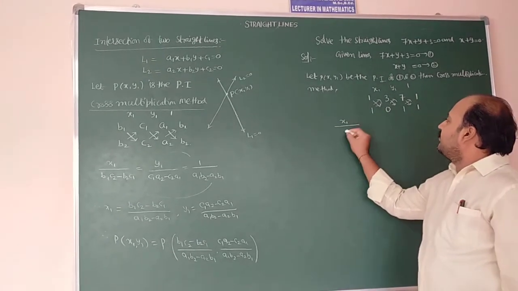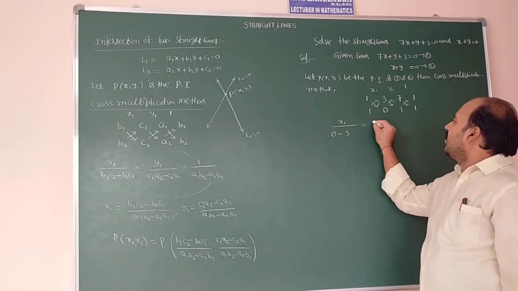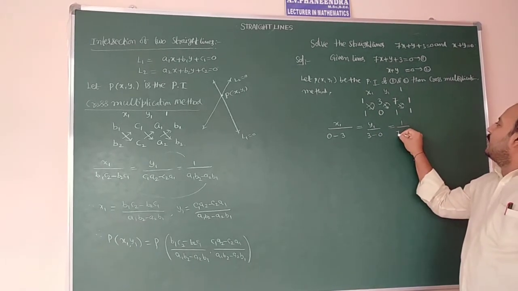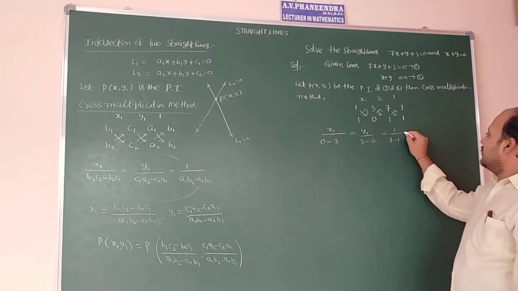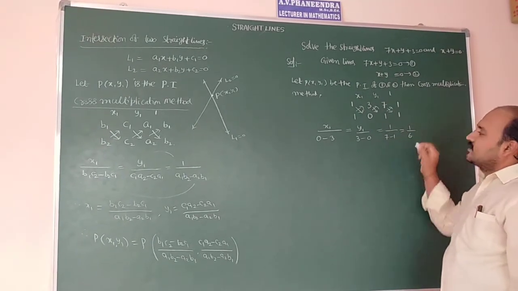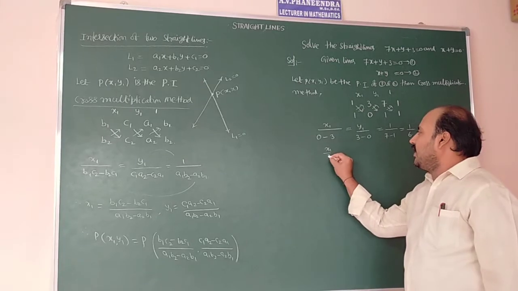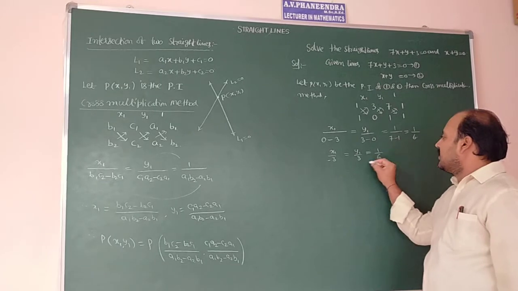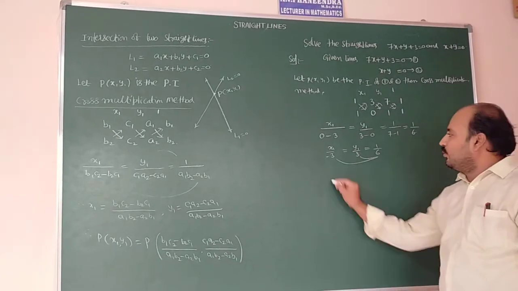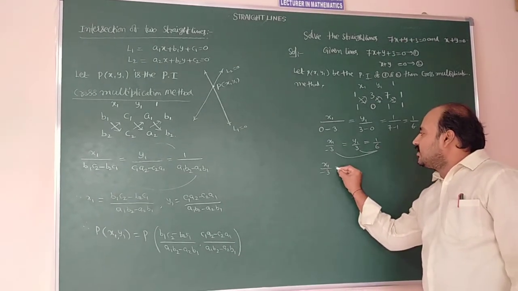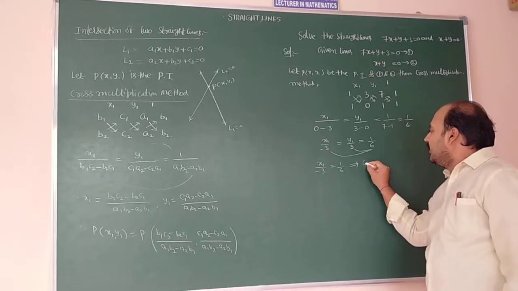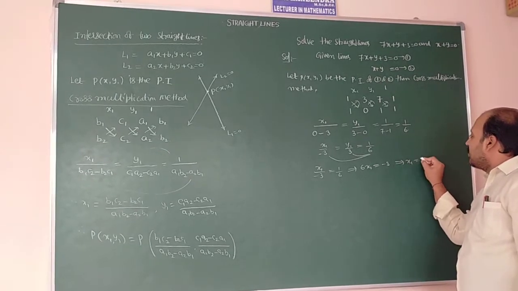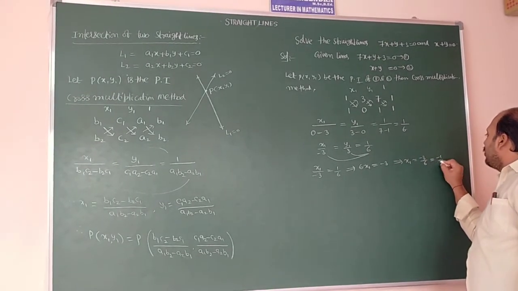So x1 divided by 0 minus 3, y1 divided by 3 minus 0 equal to 1 divided by 7 minus 1, which is equal to 1 by 7 minus 1 means 6. x1 by minus 3, y1 by 3 is equal to 1 by 6. Equating these two, x1 by minus 3 is equal to 1 by 6. Cross multiply, 6x1 is equal to minus 3. That implies x1 is equal to minus 3 by 6, which is equal to minus 1 by 2.